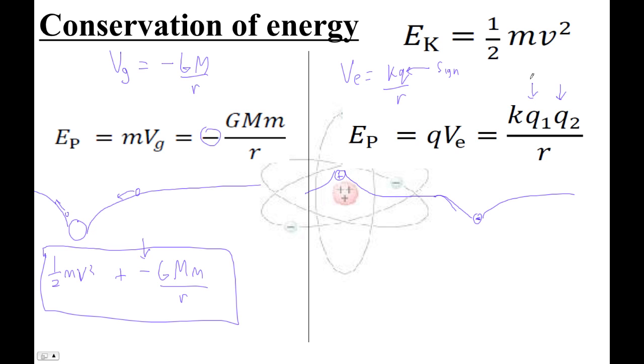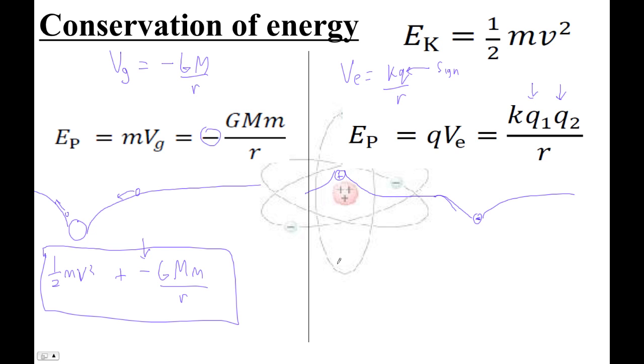If it's a negative and a negative, it'll still be positive. Negative times negative is a positive potential. So again, two negatives will slow down as they approach each other and speed up as they get farther away from each other. But if one's positive and one's negative, then it'll be just like gravity. A positive times a negative will be a negative thing.